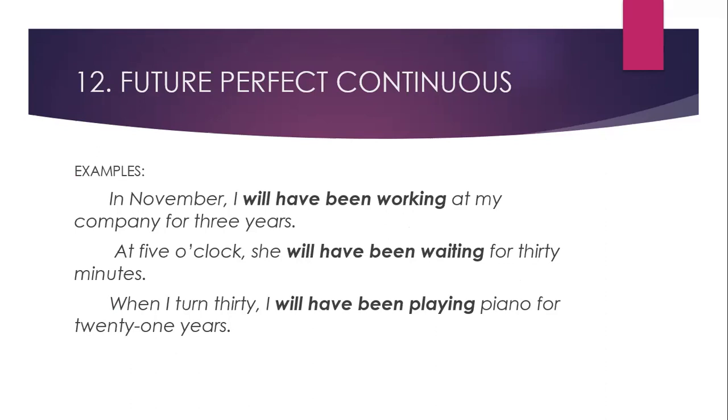At 5 o'clock, she will have been waiting for 30 minutes, which means that she is still waiting as we speak. And she's going to wait till 5 o'clock, and it's not 5 o'clock yet. 5 o'clock is in the future, it's yet to come. So we use this future perfect continuous to express such things.